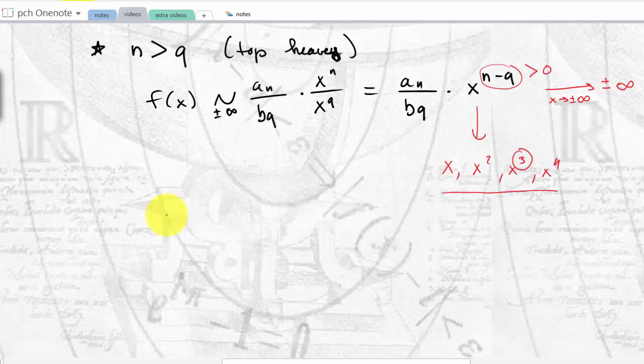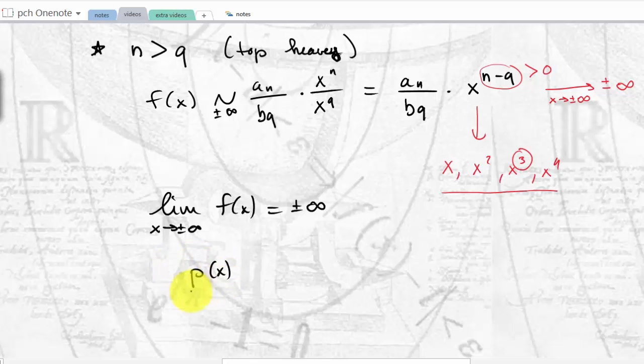f of x, the limit of f of x as x approaches plus or minus infinity is plus or minus infinity. Okay, so this is not very satisfying. We still would like to find the asymptote. Is there an asymptote? Yes, there is an asymptote, and to do it you have to do the long division.